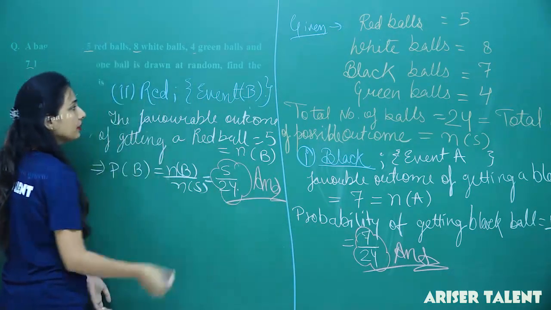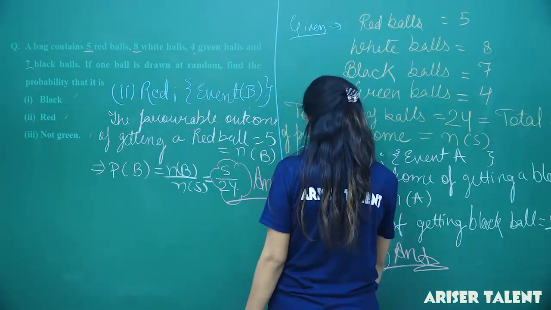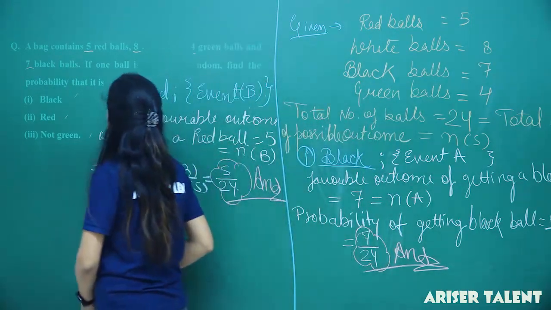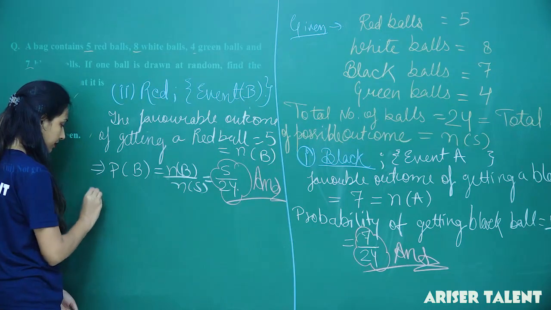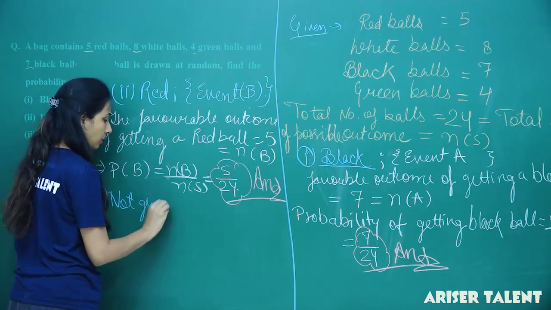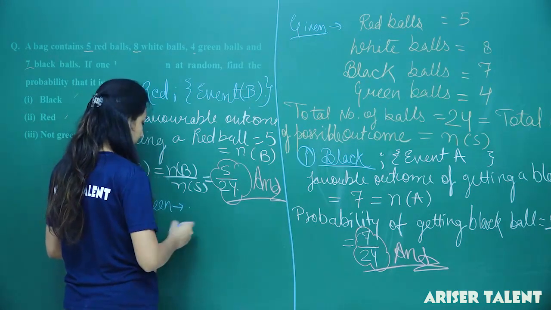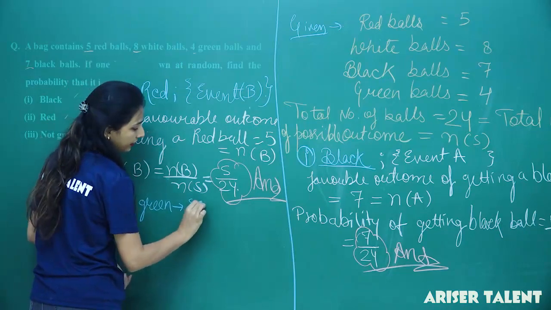Answer number 2. Right. Now, we are going to have that third one, which is not green. This is your event C.